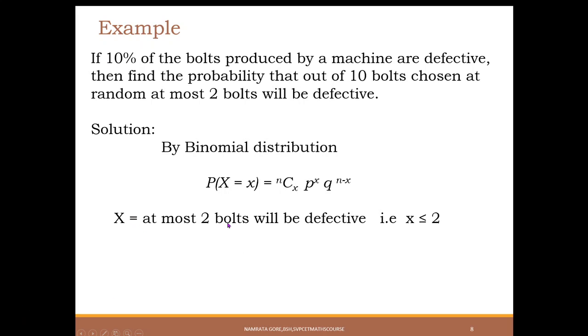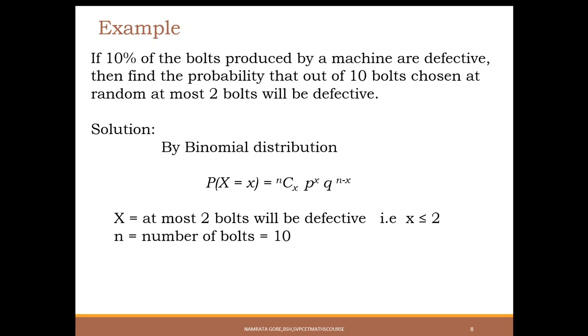So x, at most 2 bolts will be defective. At most means maximum. So it can be less than 2. Less than 2 is 0, 1, and at most 2, so 2 will also be included in that. So this is a discrete type of distribution, and therefore when we are choosing bolts, obviously we are going to get different values, that is 0, 1, 2 can be defective.